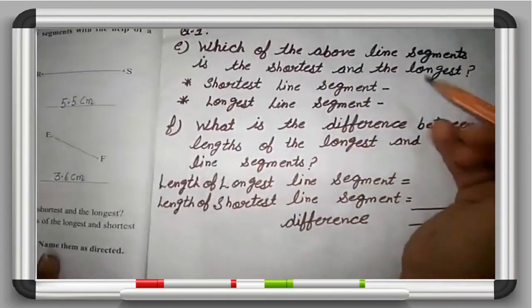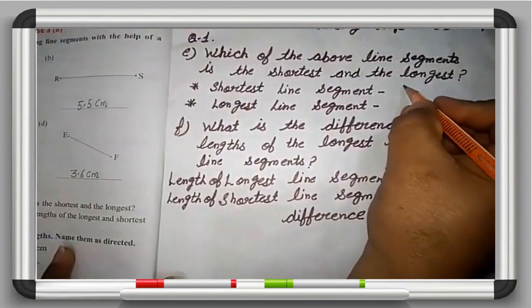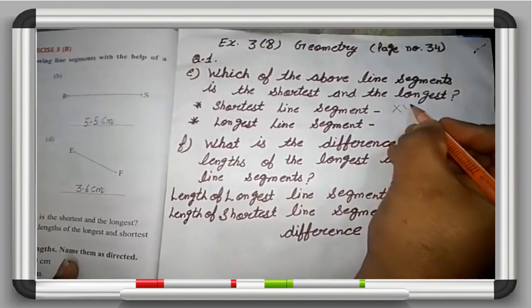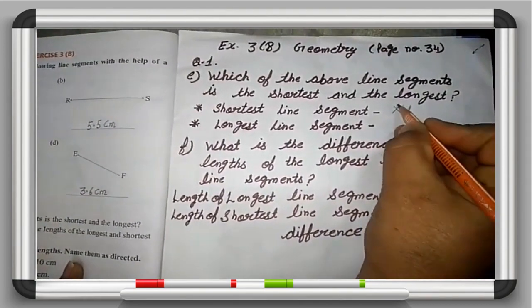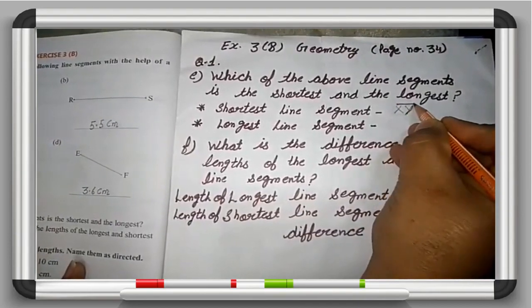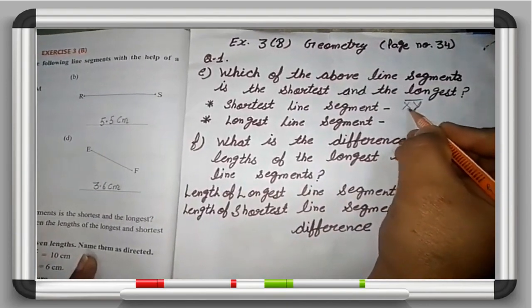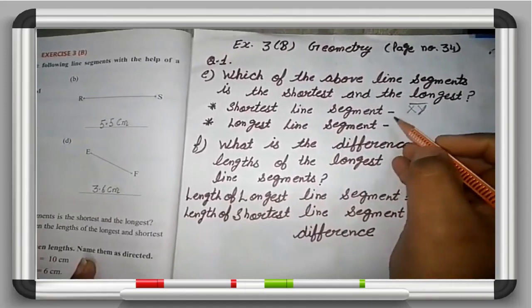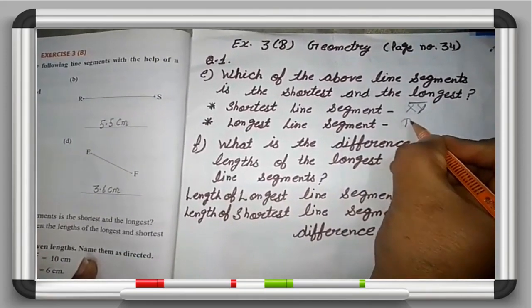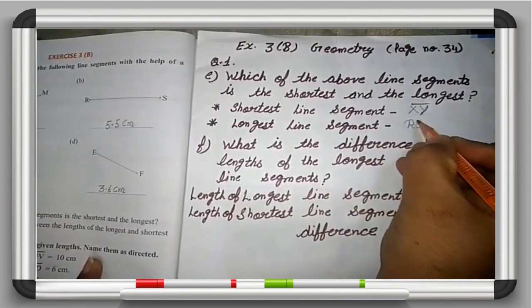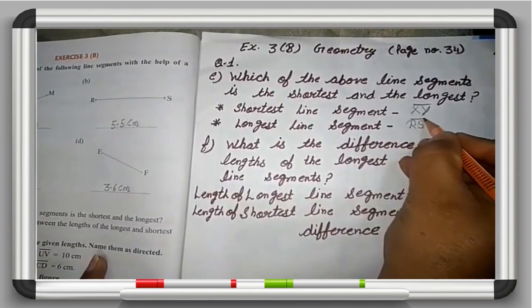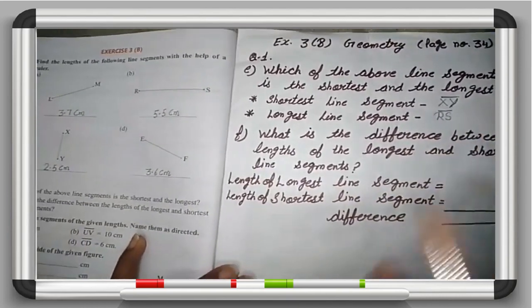Okay, so here we will write now shortest line segment is XY, like X and Y, and above it we will put a line. Okay, this is called line segment XY. And longest line segment is RS. So here we will write RS and above it we will put a line. Okay, like this.